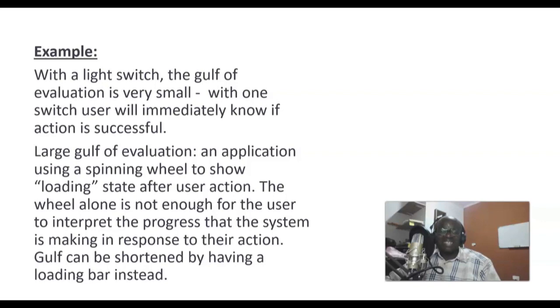But then let us give an example of a large gulf of evaluation. Imagine you are using an application which, when you perform an action, shows that something is happening in the background by displaying a wheel which is turning. I think you've seen applications like that. Maybe you are installing something, or you performed a certain action, or it wants to communicate that it is loading or processing something in the background. It just shows a wheel going around. Now, how easy is it for you to understand whether what you've done is successful or not? You really don't know whether the screen has just frozen or whether something is really happening in the background. So a large gulf of evaluation means it is not easy for you to ascertain or judge whether your action is successful.